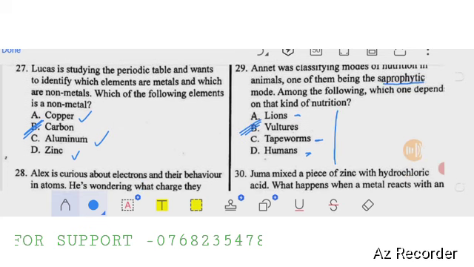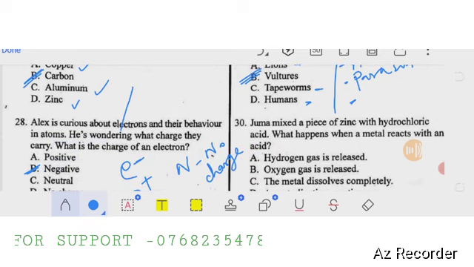Apart from saprophytic, we have other modes of nutrition like holozoic, where an animal feeds on complex substances. We have parasitic, where a parasite lives on a host, and it can be internal or external. Last but not least, we have symbiosis, which is a mode of nutrition where living things mutually depend on each other.